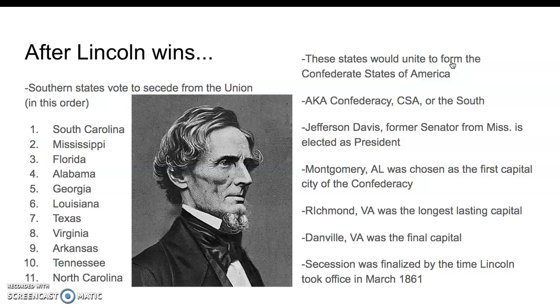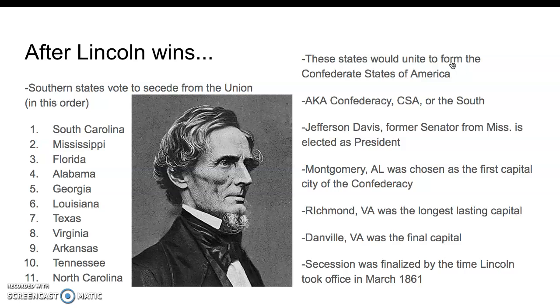After Lincoln wins the presidential election of 1860, Southern states vote to secede from the Union in this order: South Carolina, then Mississippi, then Florida, then Alabama, then Georgia, Louisiana, Texas, Virginia, Arkansas, Tennessee, and then North Carolina. These states would unite to form the Confederate States of America, also known as the Confederacy, the CSA, or just the South.